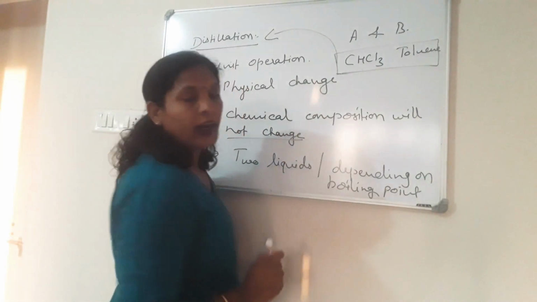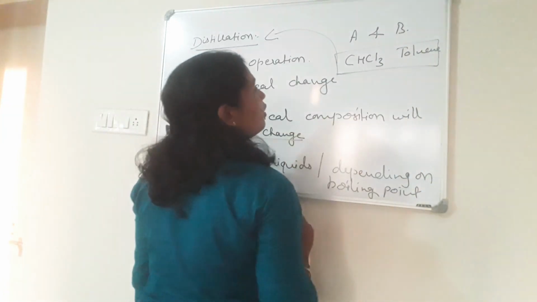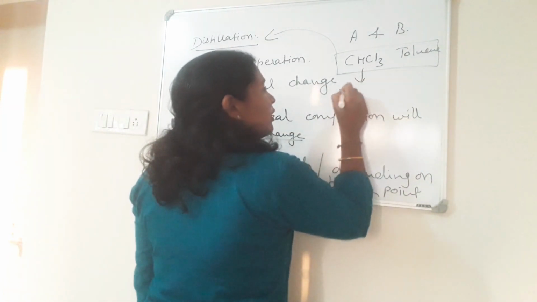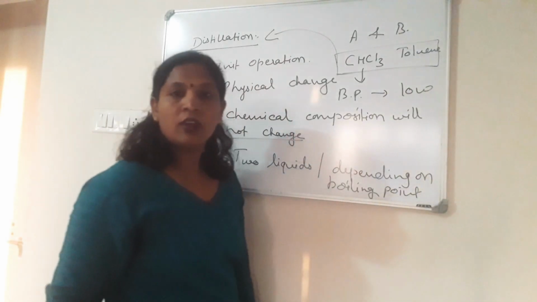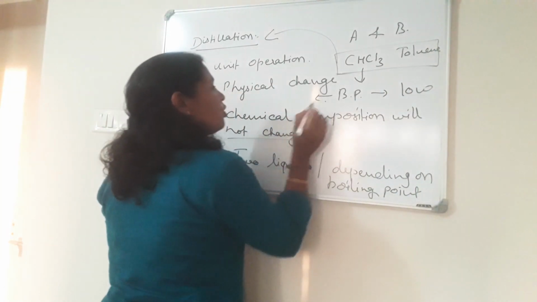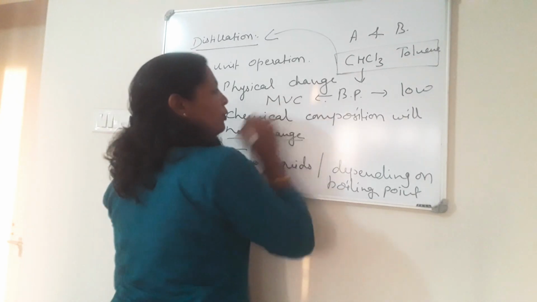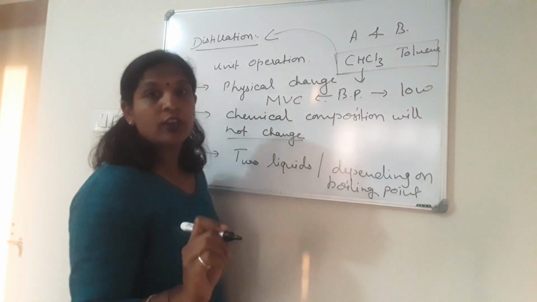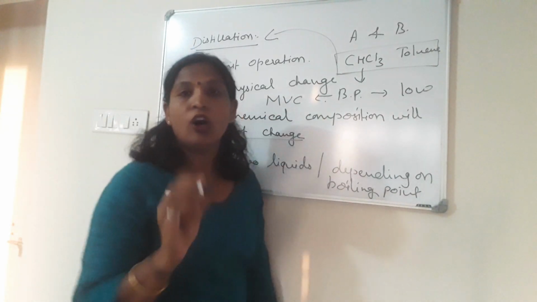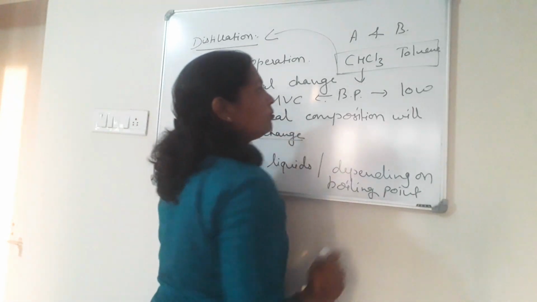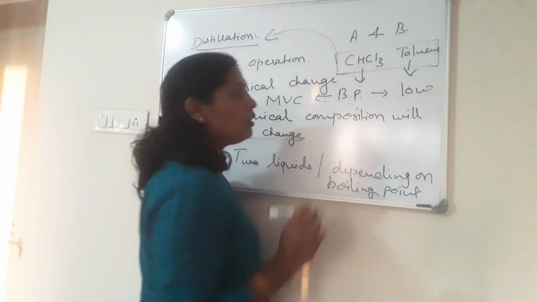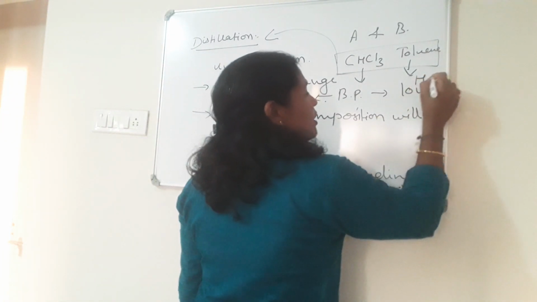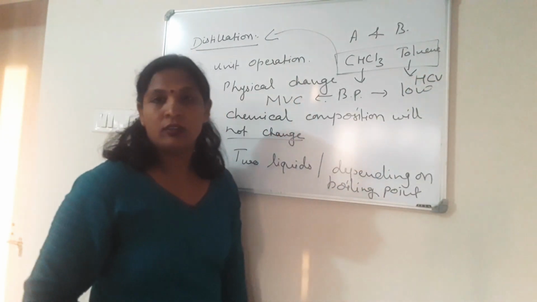Here I have taken chloroform and toluene. The boiling point of chloroform is very low, and because of that it is known as more volatile component. In short, it is known as MVC, that is more volatile component. Here toluene is having high boiling point, so it is known as HVC.